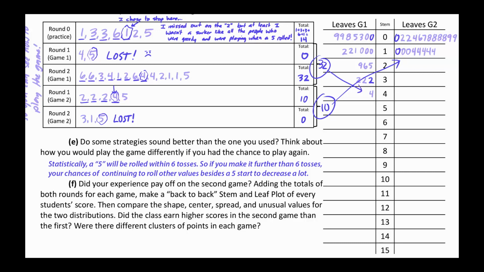So if you make it further than 6 tosses, your chances of continually rolling good values start to decrease. So like up here in the second round of the first game, 1, 2, 3, 4, 5, 6, at this point in time my odds really start to drop off. And you can see we went for a while, but we ended up getting a 5 eventually. So the odds of getting all the way out to the 1 is very, very small.